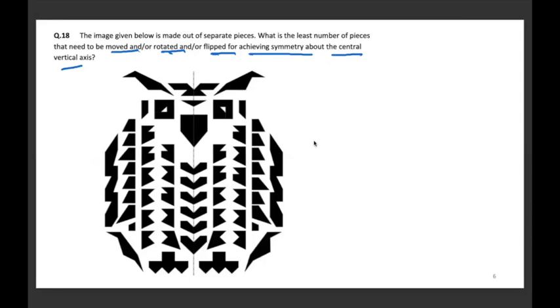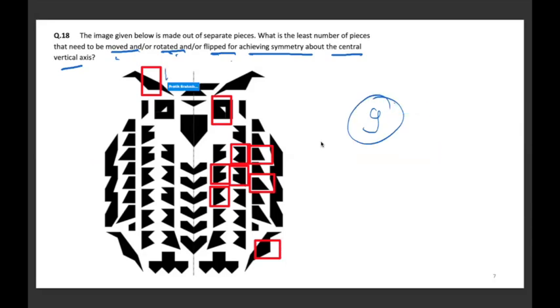So basically, even if we are able to find the number of pieces that are different, we should be able to get the answer, because there are no pieces that are modified. The pieces are either moved or rotated or flipped. Okay. So these are all the pieces that are either moved, rotated, or flipped. So the correct answer here will be 9. 1, 2, 3, 4, 5, 6, 7, 8, and 9. Okay. We'll move to the next one.